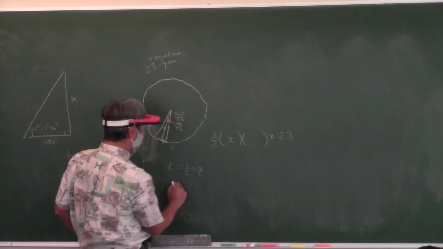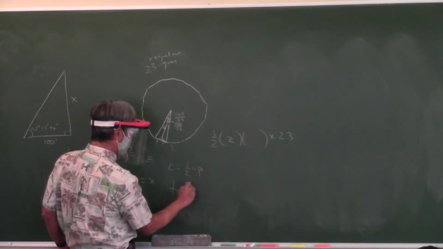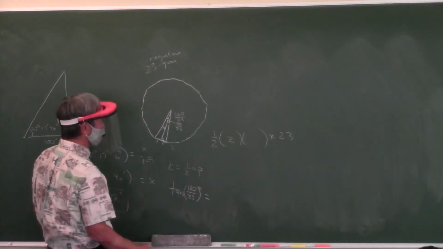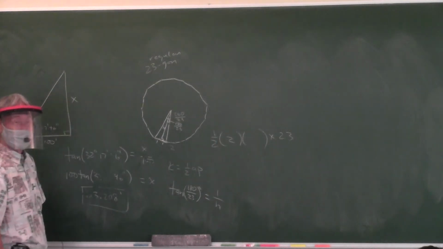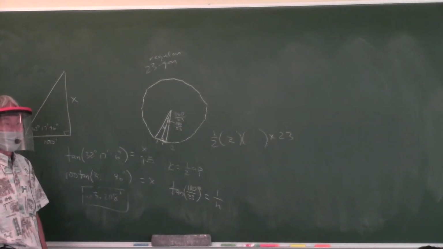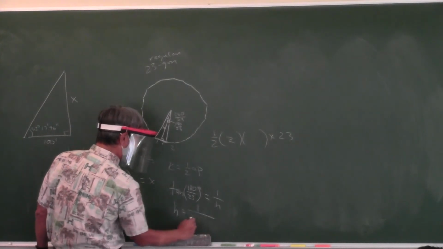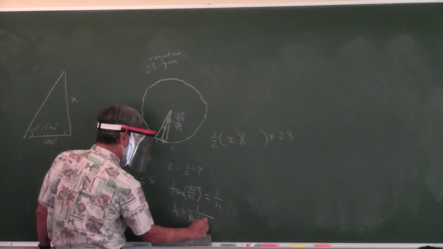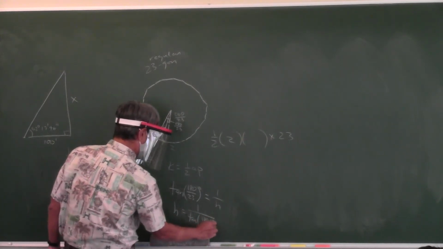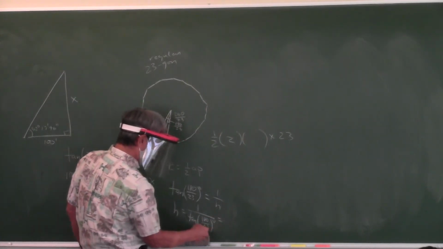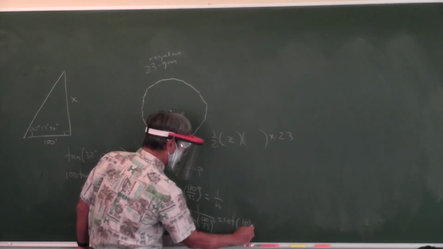So let's write this down. Tangent of 180 over 23 degrees is equal to opposite over adjacent. Can I figure out what the height is now? Yeah. So H is equal to 1 over tangent of 180 over 23 degrees. Or can you change that to cotangent of 180 over 23 degrees?